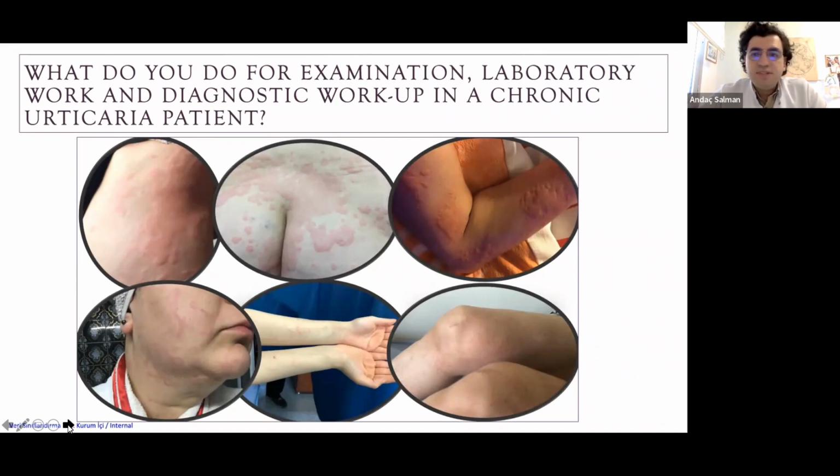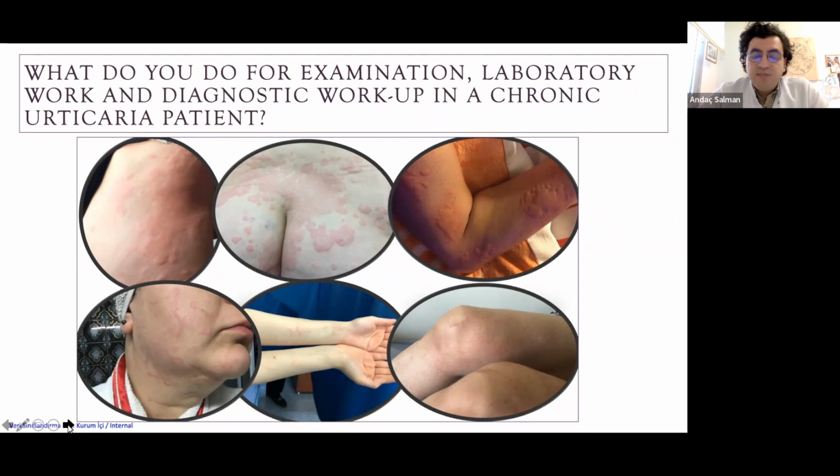The first question is, I think the history and the physical examination are essential in the diagnosis of urticaria, as in all medical conditions. And given the transient nature of the lesions, the patients are usually free of the lesions at the time of the examination. I usually experience this. They are free of lesions and they cannot show anything. In those cases, photographs taken by the patients might be of great benefit for us.